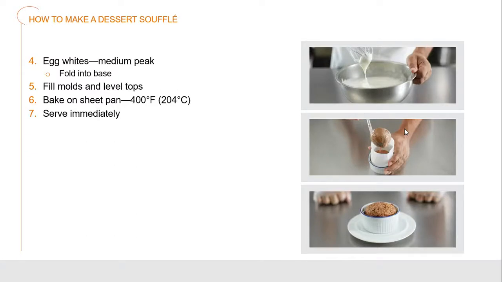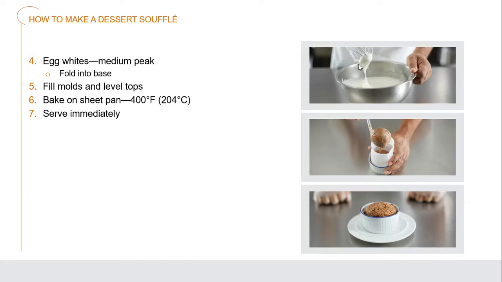So we add the flavoring to the base of our souffle. The egg whites we're whipping up to a medium peak. As you can see right here, if you were to hold the whisk upside down, the peaks wouldn't hold. They wouldn't stay up like a mountain. They would flip over, kind of like a Dr. Seuss story where you see the mountains curling over.